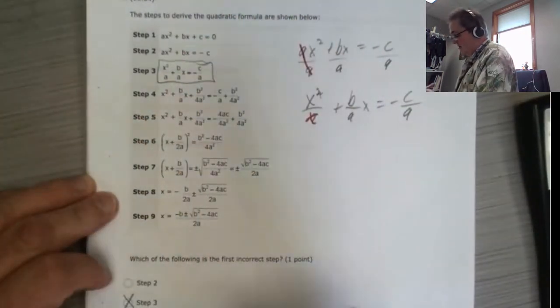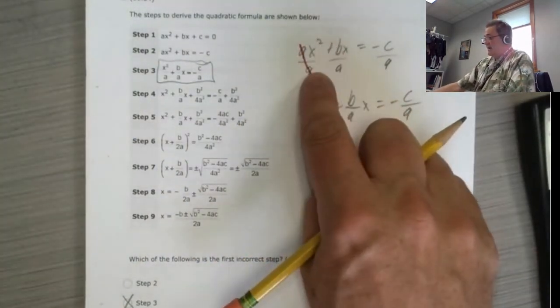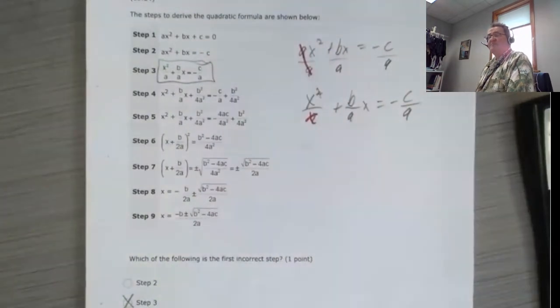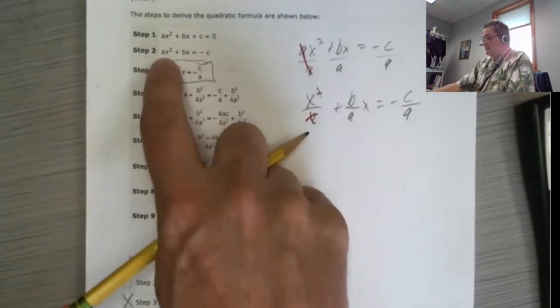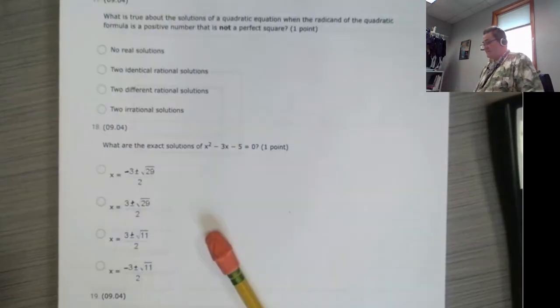Step 3. We don't have to go any farther because we've already found the problem. If you divide ax squared by a, the a would cancel out and go away. It would just be 1x squared. And they still have the a there. So that's where they messed up. All right, we didn't have to go very far.